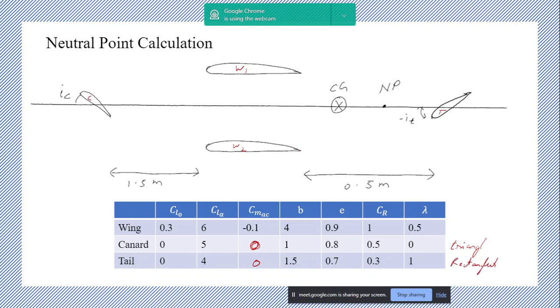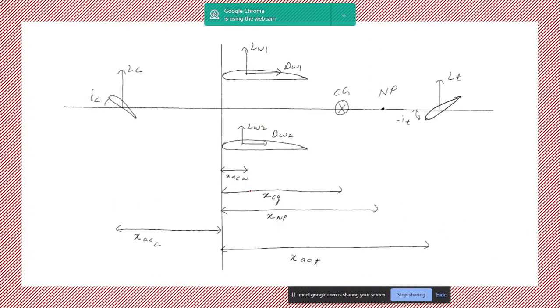Okay. Now let's try to find out the neutral point. Prior to using these values, let's find the neutral point. Like you had mentioned, we measure all our quantities from the leading edge of the wing. So the aerodynamic center of the wing is measured from the leading edge, aerodynamic center of the canard is measured from the leading edge of the wing, and aerodynamic center of the tail, and XCG and XNP. What we are required to find out is XNP. We'll keep this figure in mind and keep coming back to it. So let's try to derive an equation for XNP.